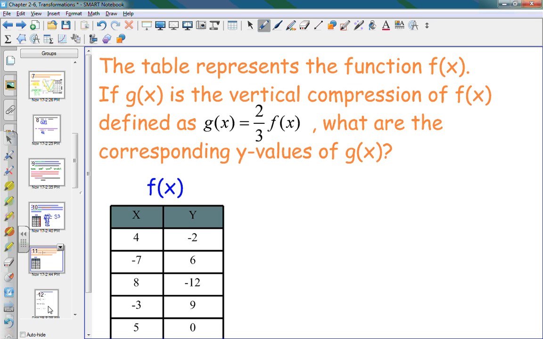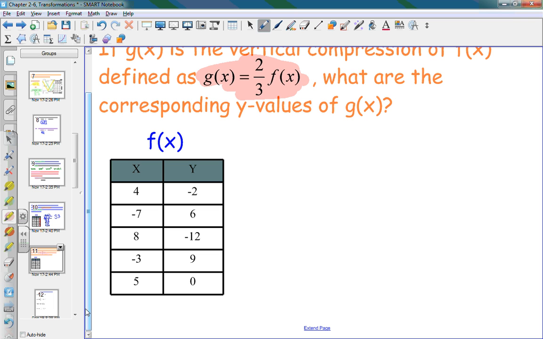Going down. That A is a fraction. Okay? So, defined as g of x is equal to 2/3 times f of x, what are the corresponding y values of g of x? So what do I have to do here, folks? You got to multiply every single thing by 2/3.